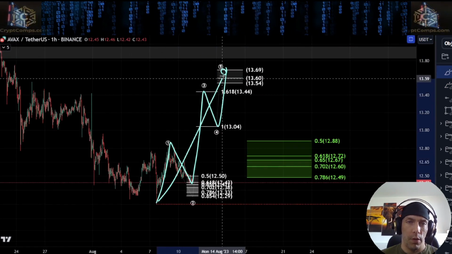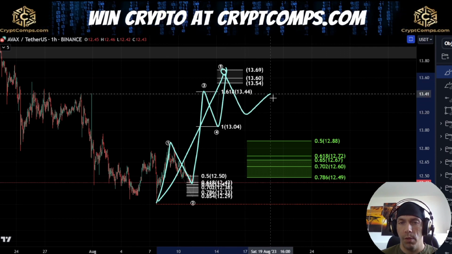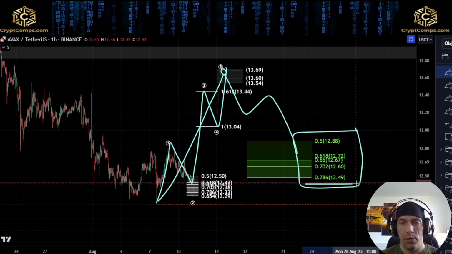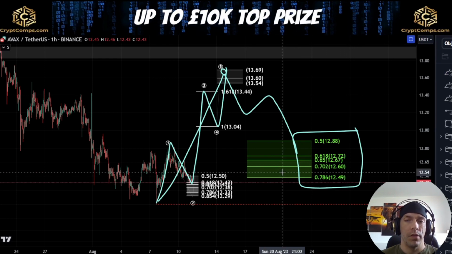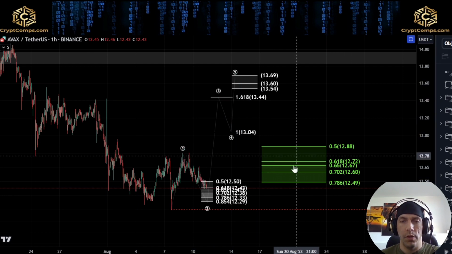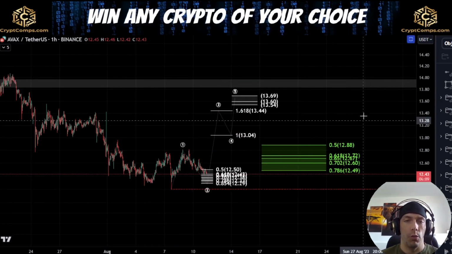If we do see a 5-wave move to the upside like this, and then we see 3 waves back to the downside, maintaining this level here of this 1288 to this 1249, we could potentially be setting up for a bigger impulsive move to the upside. But we don't have confirmation of this, so I haven't put the additional waves on here yet.